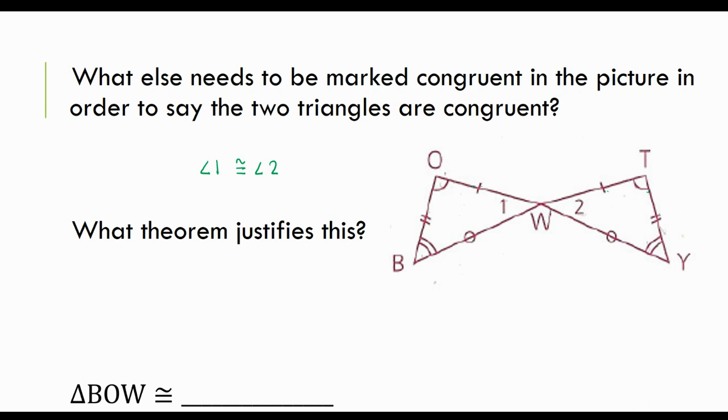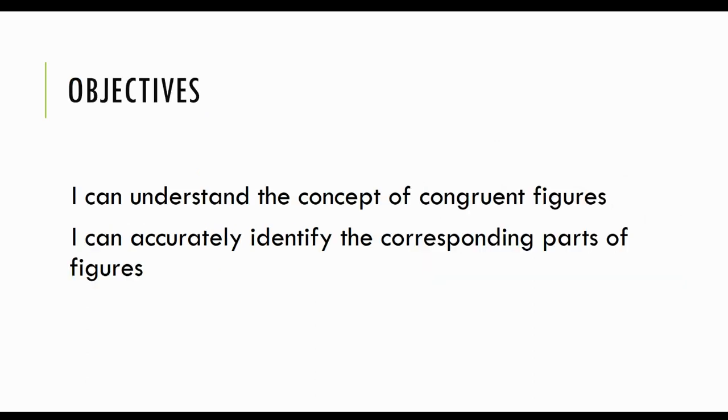Well, what theorem is going to justify this? Hopefully we notice that those 2 angles share a vertex at W. They are directly across from each other. This is because vertical angles are congruent. And so now if I name the two congruent triangles, we have the triangle BOW. Looking at the markings, B is marked the same as Y. O is marked the same as T. And then the W's are technically marked the same as well. Okay, so that's us understanding the concept of congruent figures and then accurately identifying the corresponding parts of figures.